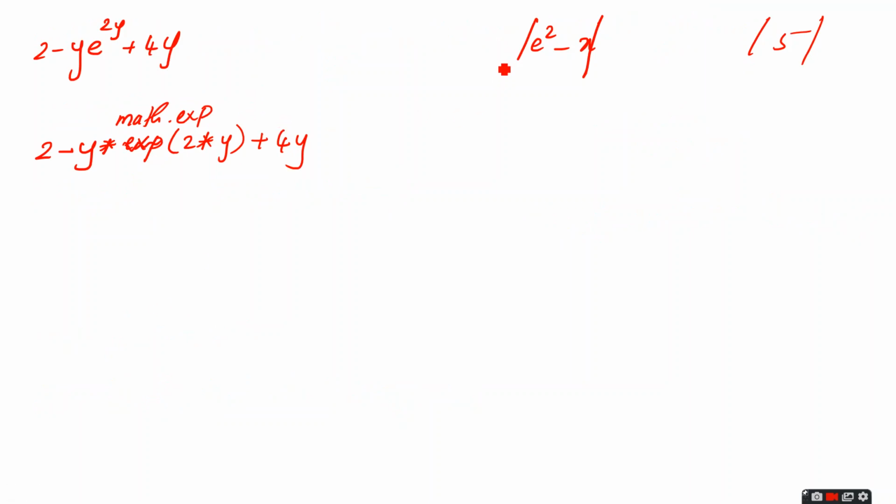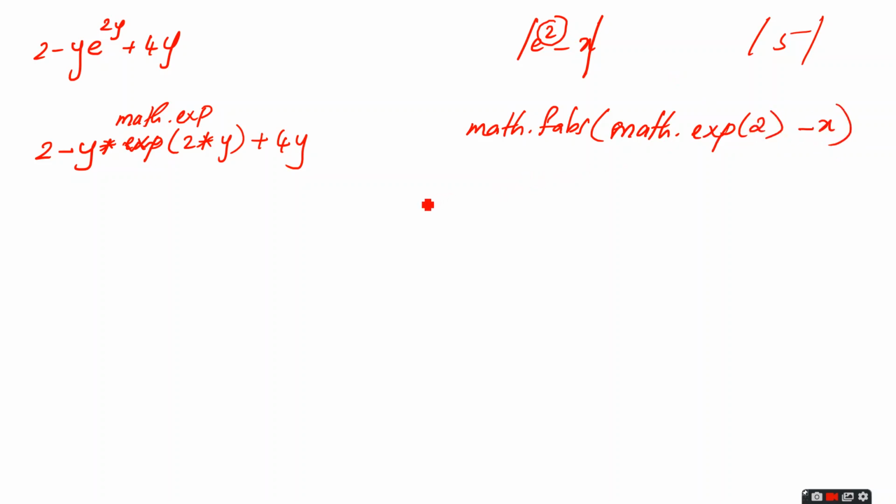Now we are using the absolute function, so we have to write math.fabs of e square. e square is exponent. So in order to get the exponent, we are having a function exp. So we have to write math.exp. Now what is the value of the exponent? 2. So we have to write 2 minus x. In this way, we can write the expression.